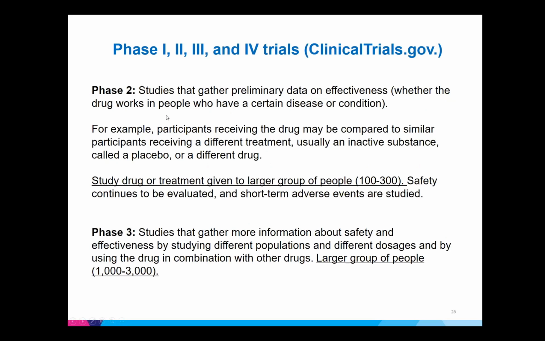Phase 2 is a larger sample size, and now you're looking more at the effectiveness of the drug. You're trying to compare the participants receiving the drug with those receiving a different treatment or a placebo. Safety continues to be evaluated, and you keep looking for adverse events. Then phase 3, again, you increase the sample, and now you're looking at safety and effectiveness between different patient populations, different dosages, and also drugs in combination with other drugs.